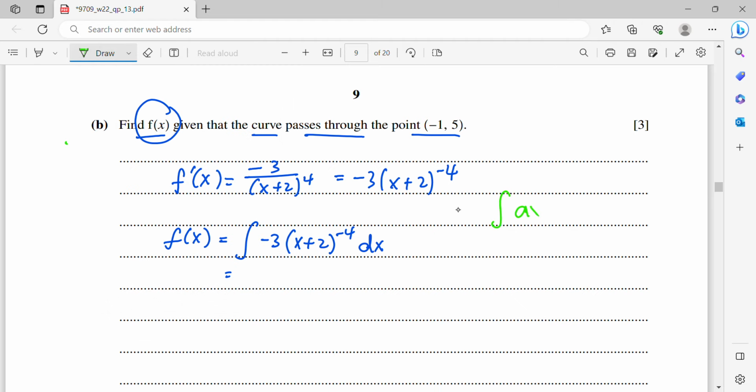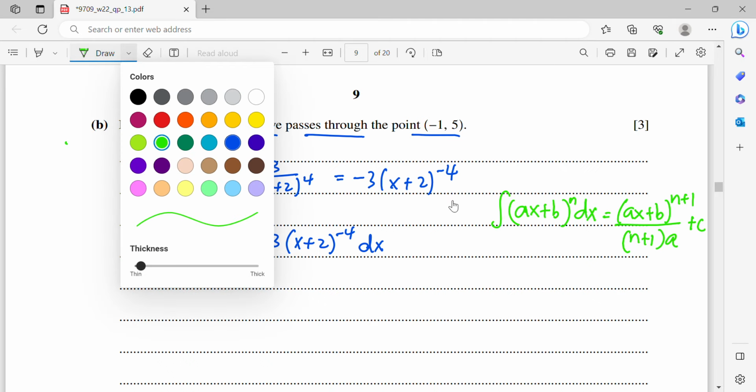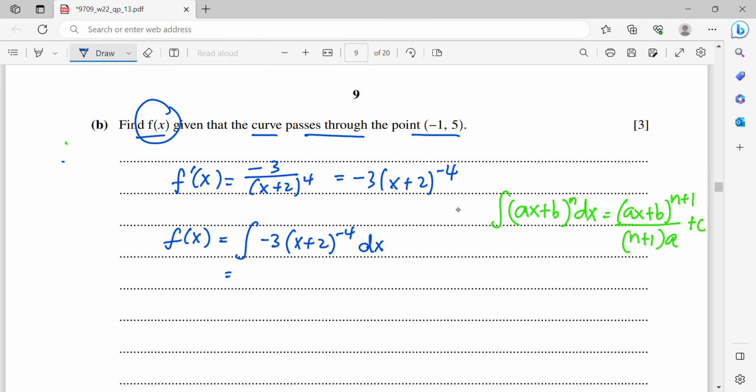Okay, now we are using this formula. The integral of (ax plus b) to the power of n dx is going to be (ax plus b) to the power of n plus 1, over the new degree, which is n plus 1, times a, the derivative of ax plus b, and since there are no limits, plus c. So I'm going to apply this formula. Now, keep the minus 3. You can always take out the constants because it's multiplication.